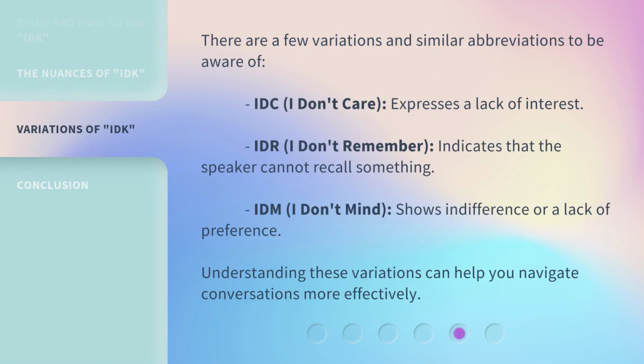There are a few variations and similar abbreviations to be aware of. IDC, "I don't care," expresses a lack of interest. IDR, "I don't remember," indicates that the speaker cannot recall something. IDM, "I don't mind," shows indifference or a lack of preference. Understanding these variations can help you navigate conversations more effectively.